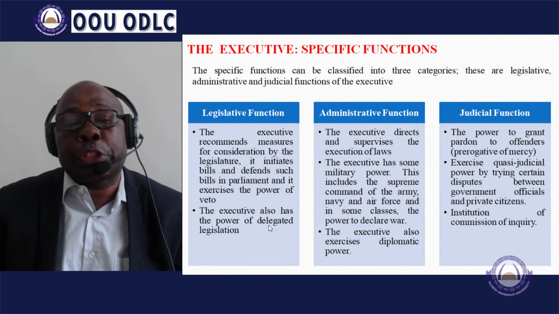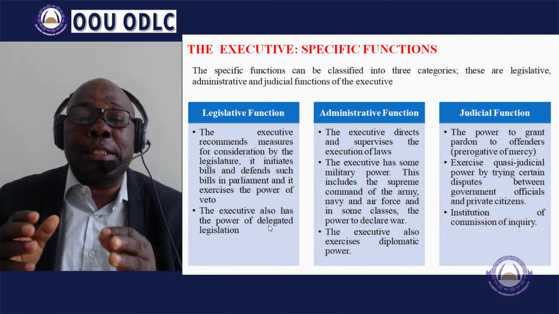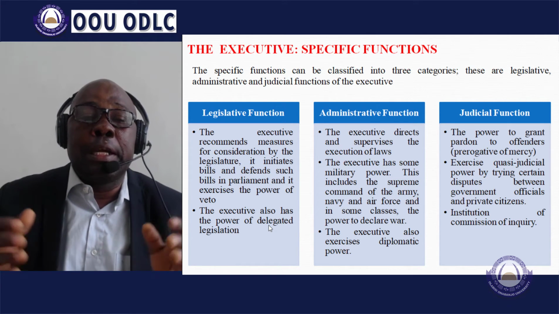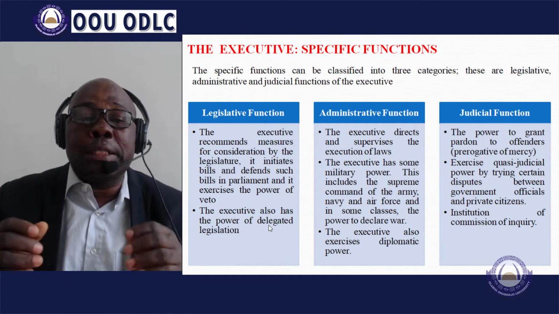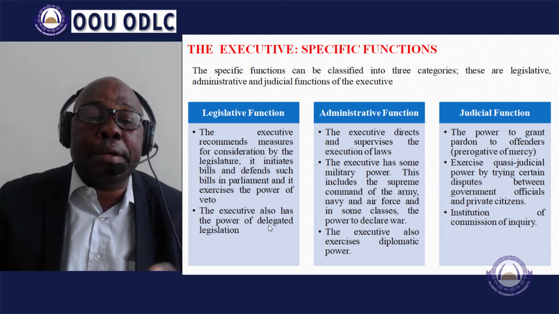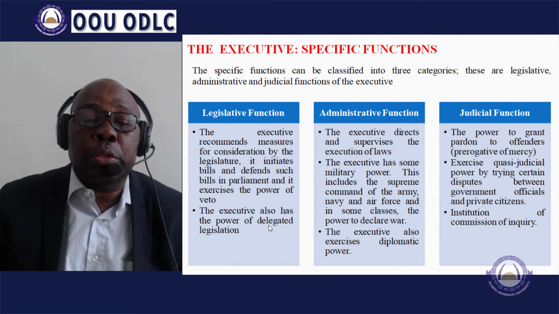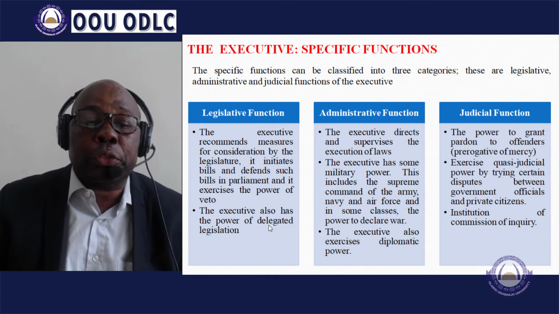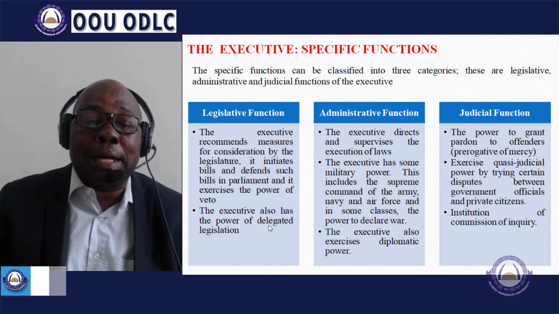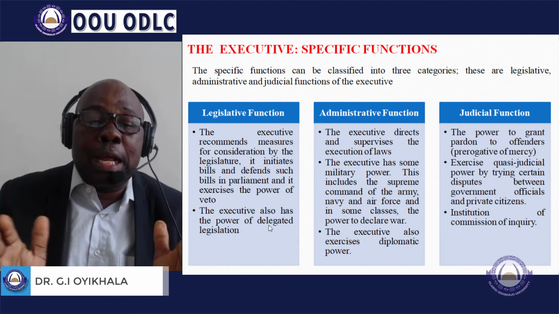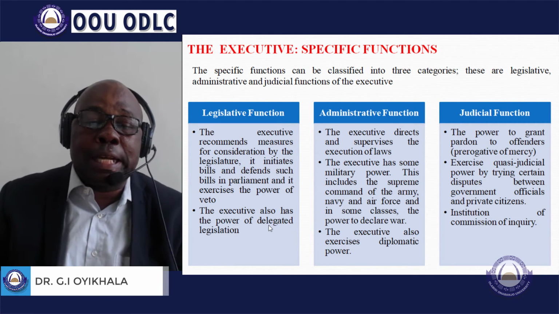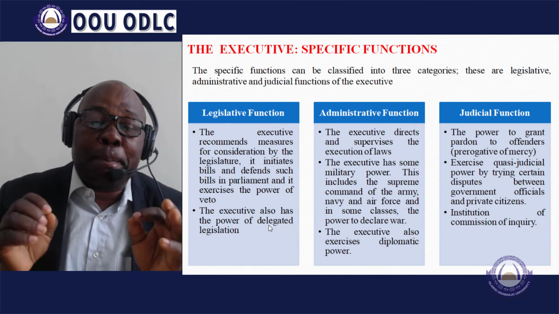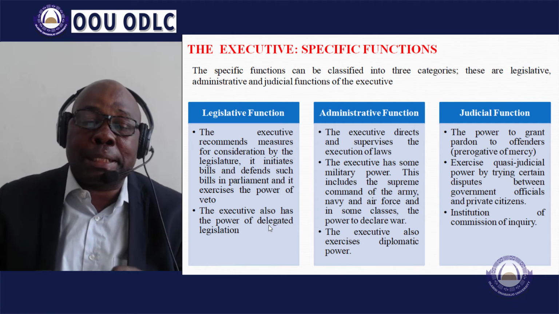Then the administrative functions. The administrative functions of the executive include: 1. It directs and supervises the execution of law. 2. The executive has some military power. These include the supreme command of the army, navy, and air force. And in some cases, the power to declare war is also vested in the executive. Finally, the executive has the power to exercise diplomatic powers.